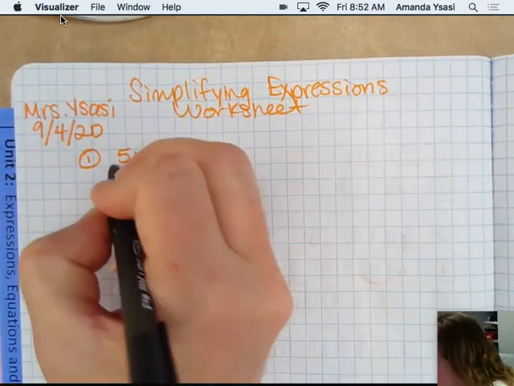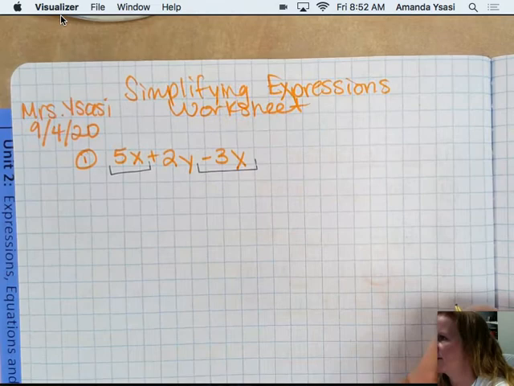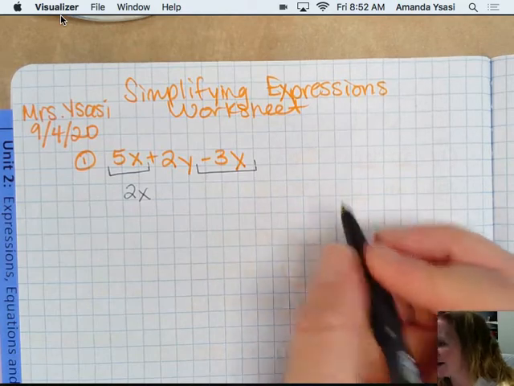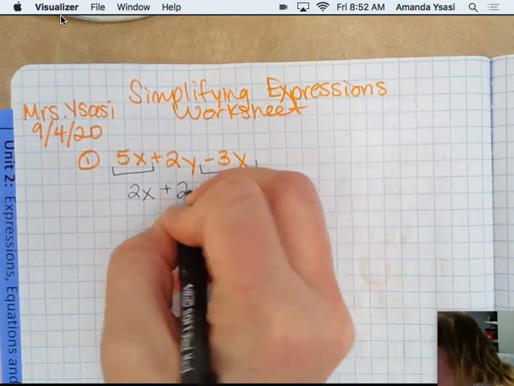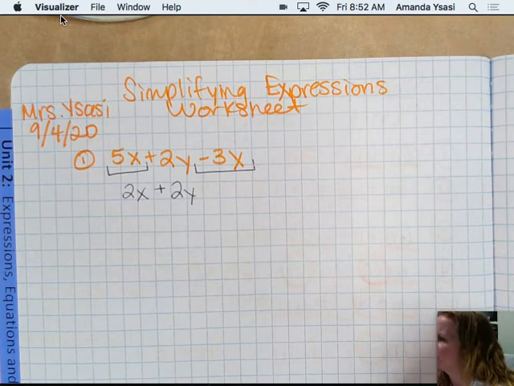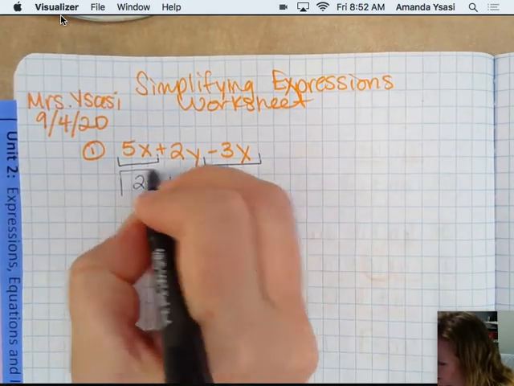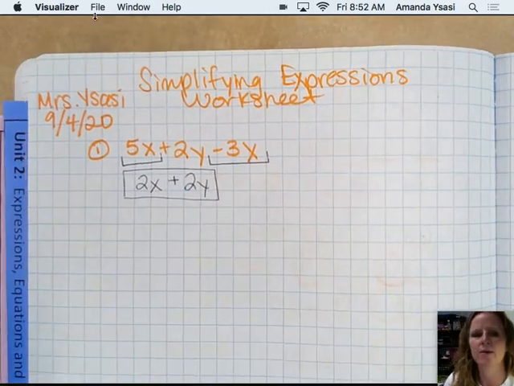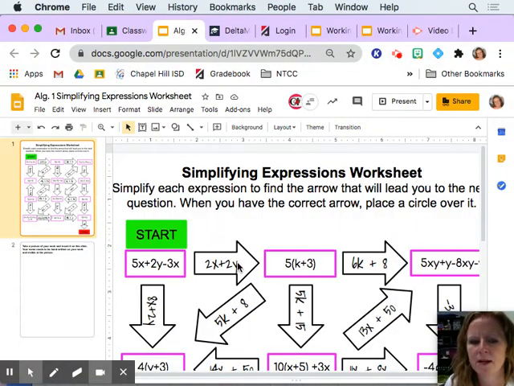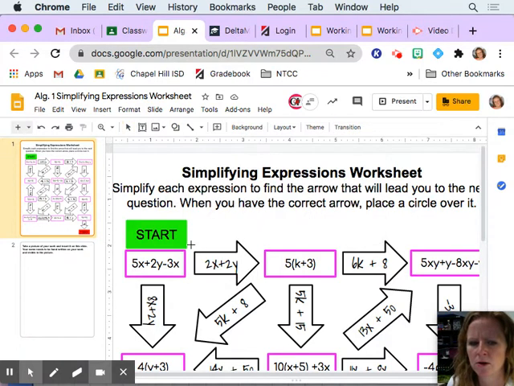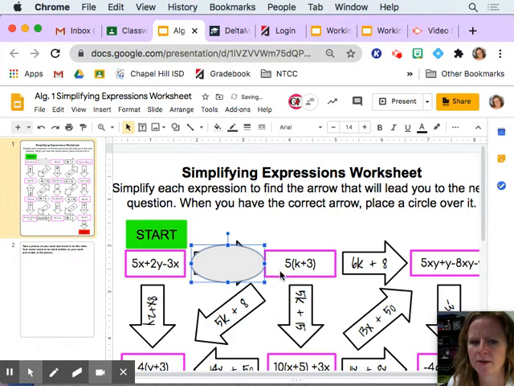Okay, so then we combine 5x minus 3x. That would make 2x. And then 2y cannot be combined with anything, plus 2y. Okay, that is all we can simplify. So then when we go to our worksheet, it says put a circle over the correct arrow. So go over here, insert, shape, circle or oval, and then do a circle around it.